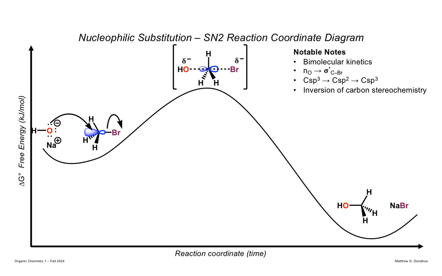So here's the coordinate with time as the x-axis, as we've seen. On the left are your starting materials, and they're at some energy. So we want to determine a couple things: the location of the rate determining step, which is the energy of activation, and then the location of the products relative to the starting material. Is it above or below that line?